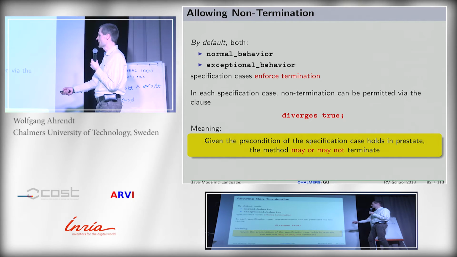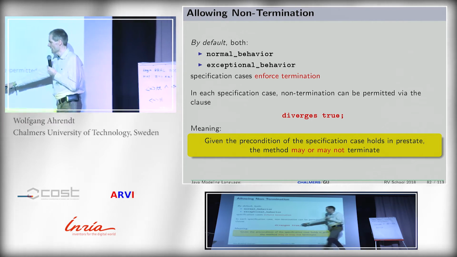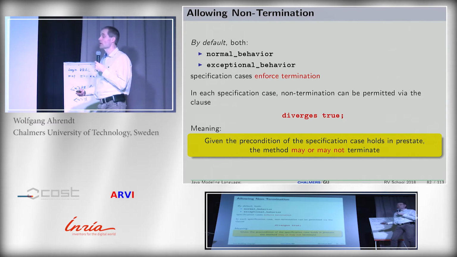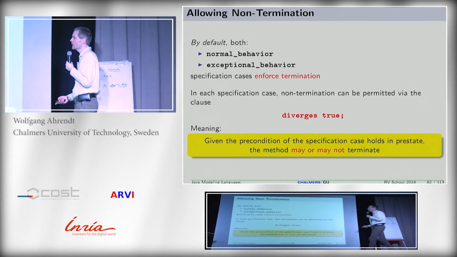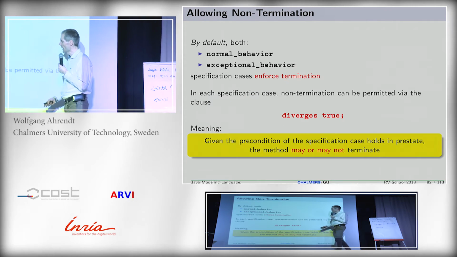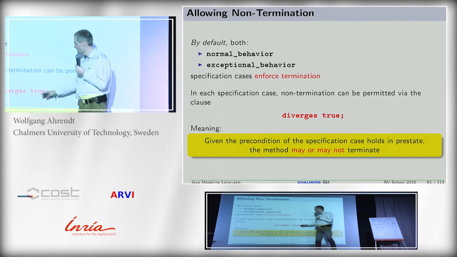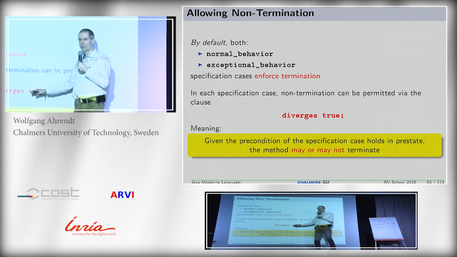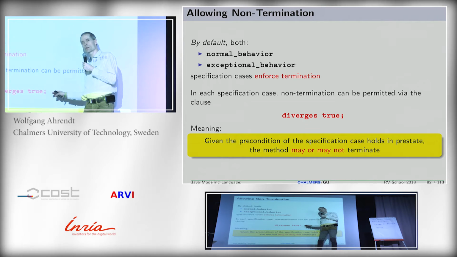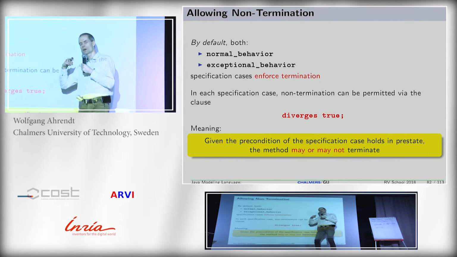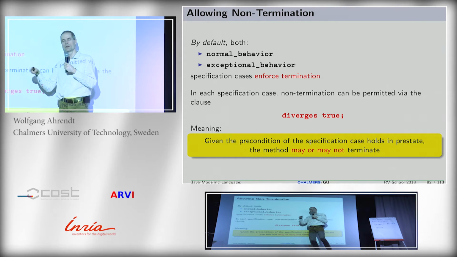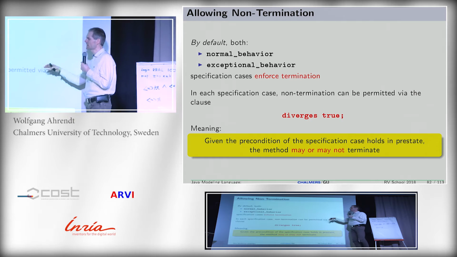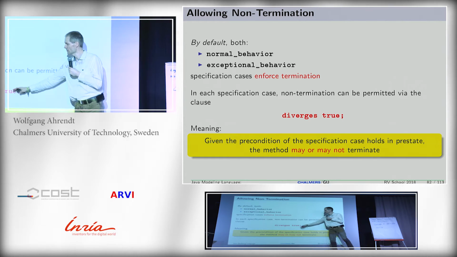Okay, so this here means that given the precondition of this specification case where this appears, the method may or may not terminate. You can do more fine grained than that. You can even have a Boolean here, which says, for instance, diverges x greater or equal to 0. Diverges x smaller than 0. Then you say I allow non-termination if x is smaller than 0. But I don't see so much use of it. I see most of the time this here.